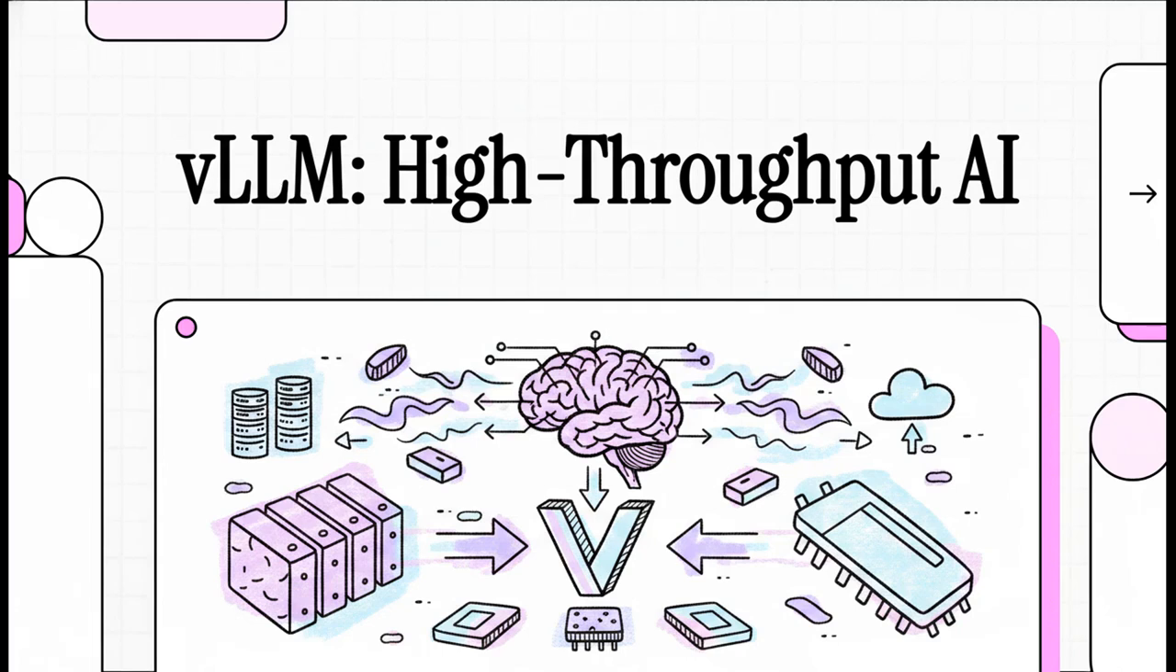Welcome to this explainer. If you've been following the AI space even a little bit lately, you know that deploying massive language models is, well, it's a massive headache. The bottleneck isn't even raw compute power anymore, it's actually memory. It's the physical limit of memory bandwidth. But today, we're diving into something that has completely rewritten the math on all of this, vLLM. Let's unpack exactly how this architecture is changing the game.